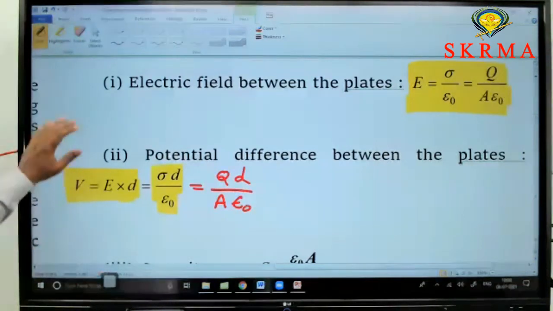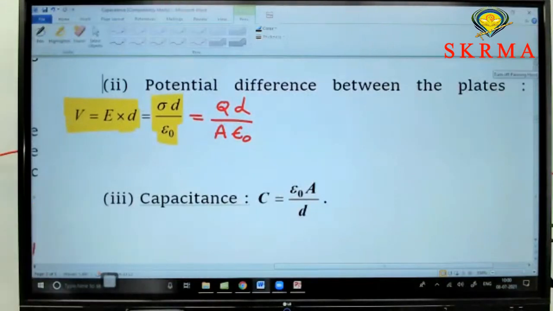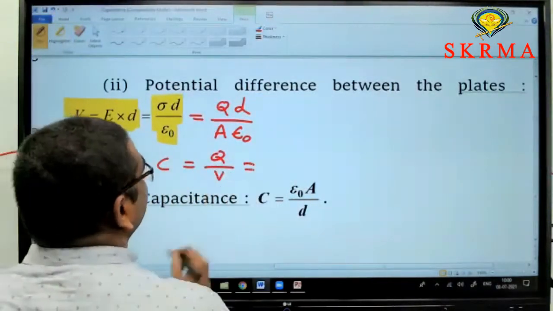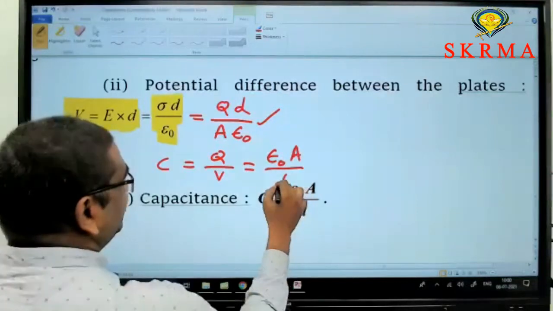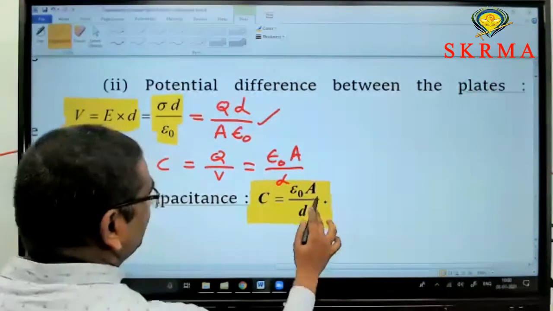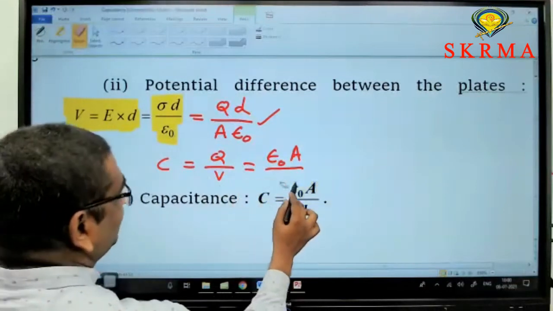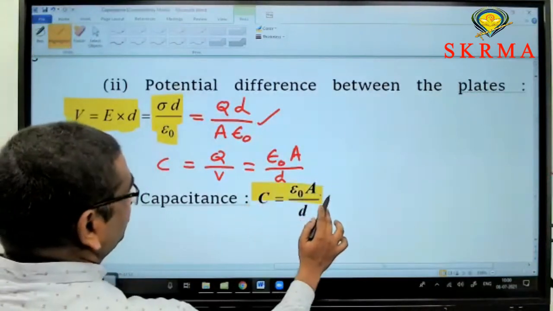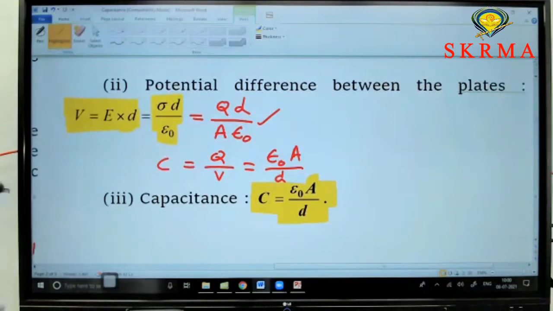Now, use the basic equation to solve for capacitance. The capacitance of a capacitor can be written as C equal to Q by V. Just substitute the V value, and you will get epsilon naught A by D. So the capacitance of a parallel plate capacitor is epsilon naught into A by D. Epsilon naught into A by D is the formula for the capacitance of a parallel plate capacitor.